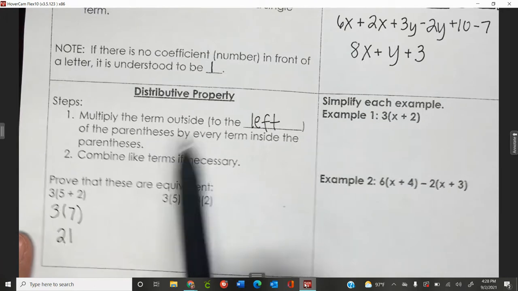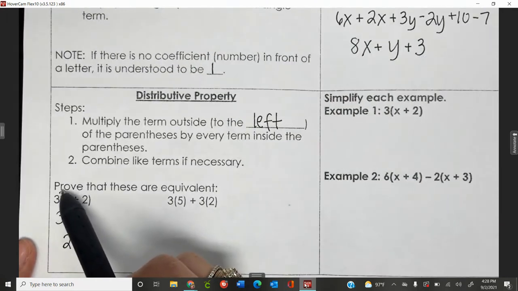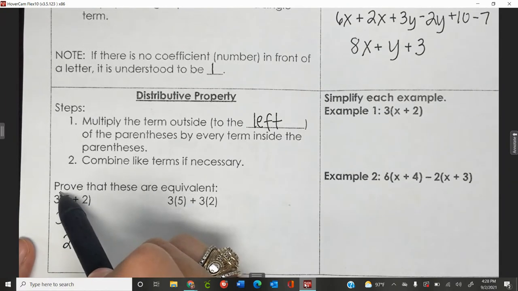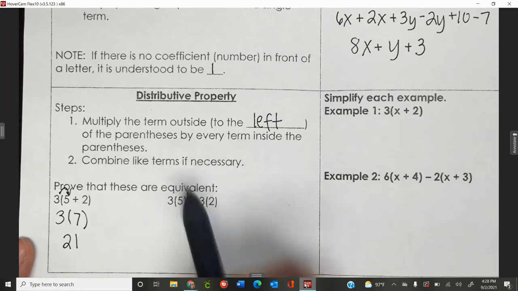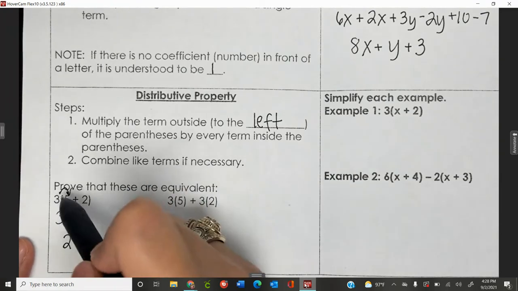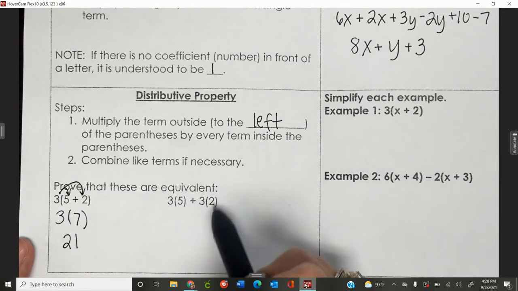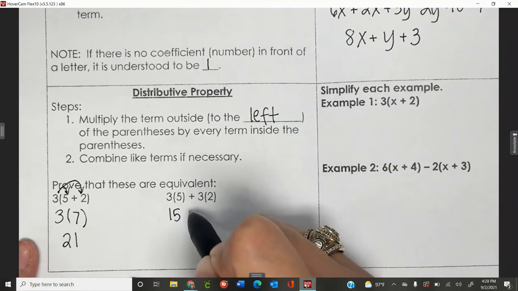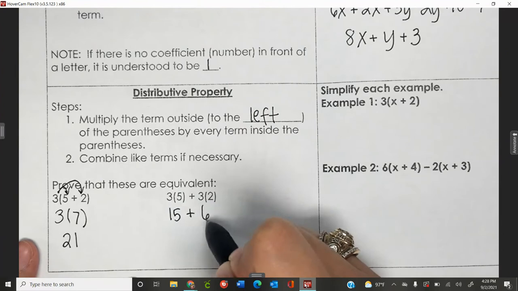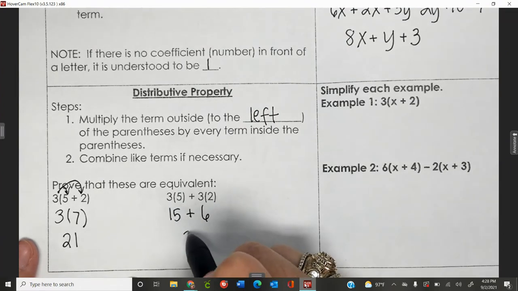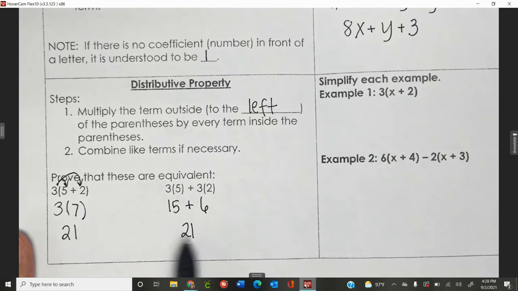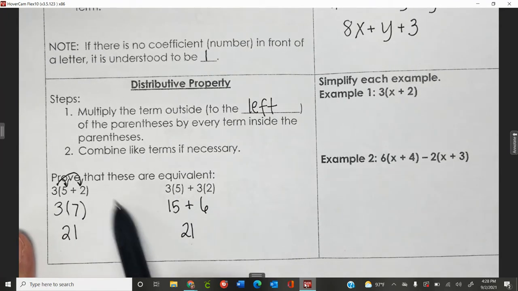But using this distributive property, what they're now doing is multiplying every single number inside of the parentheses by the number that is outside. So whenever you do this, you get 3 times 5, which is what we have here. And then you get 3 times 2, which is what we have here. So 3 times 5 would be 15, plus 3 times 2, which is 6. 15 plus 6 would equal 21. So here, as you can see, these are both equivalent whichever way you solve them.